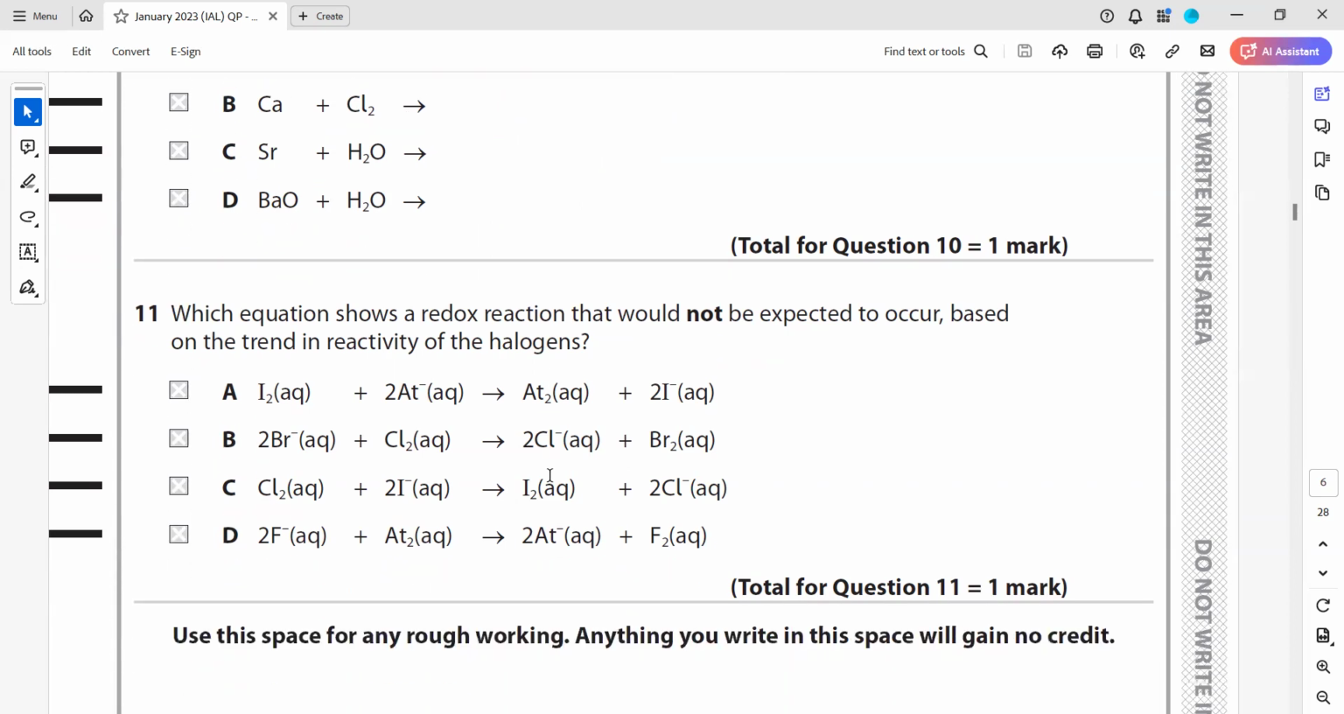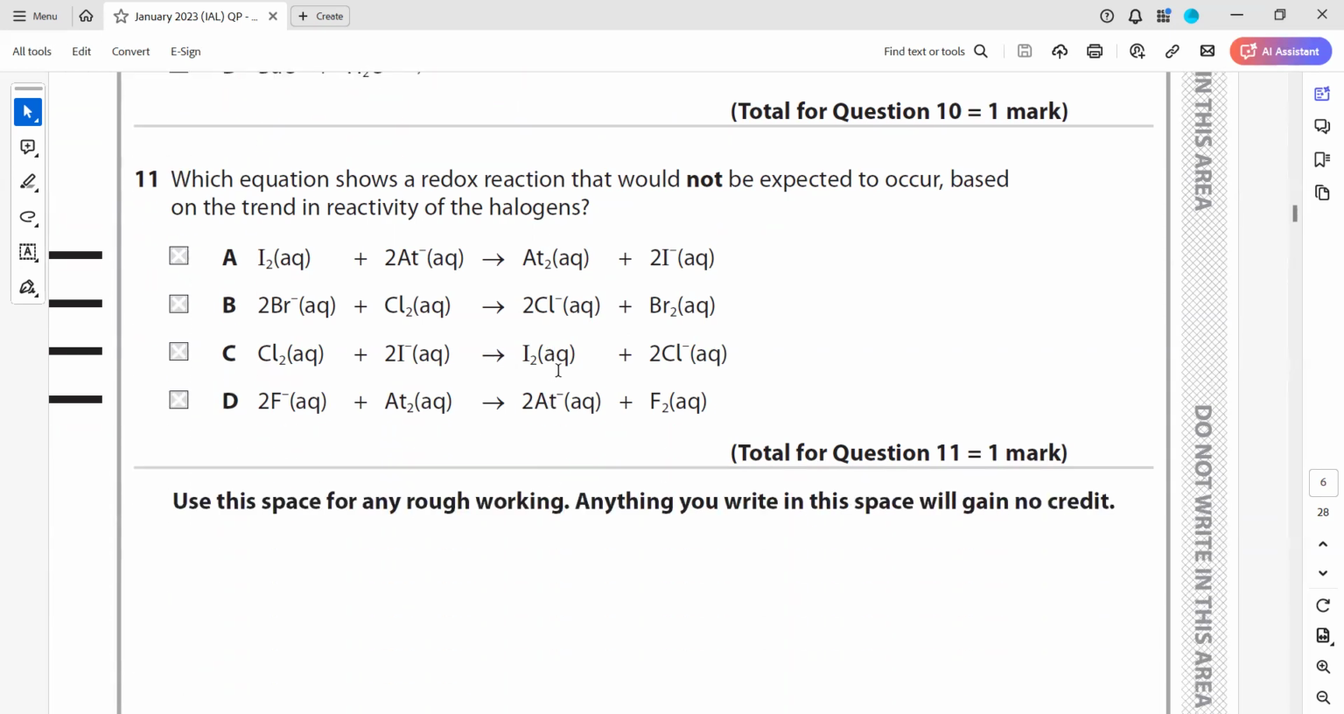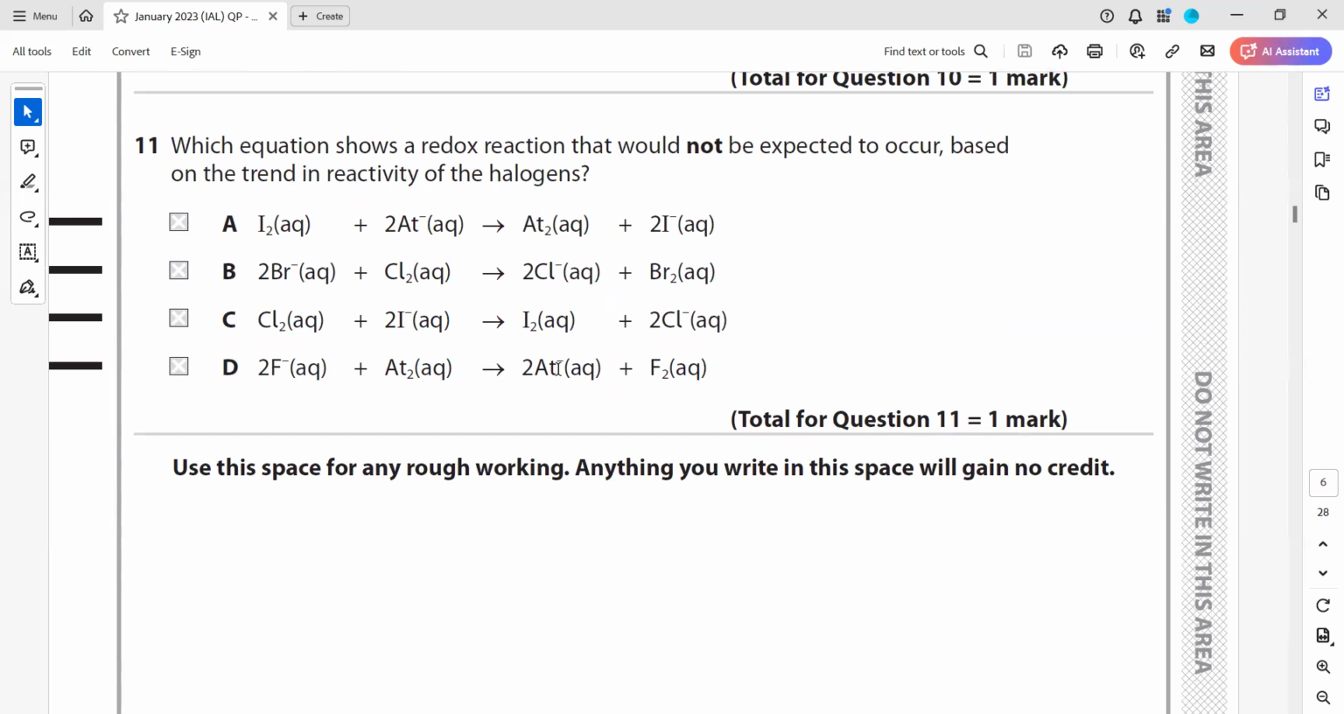Which equation shows a redox reaction that we would not expect to occur based on the trend in reactivity of halogens? As we go down, the reactivity decreases. The more reactive halogen displaces the less reactive halogen from its compound. That means fluorine can replace any of them. Iodine and astatine: here iodine replaces astatine. So this reaction is possible.